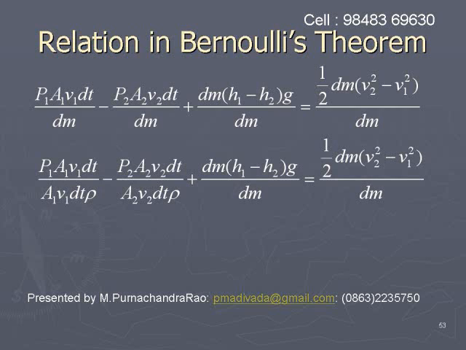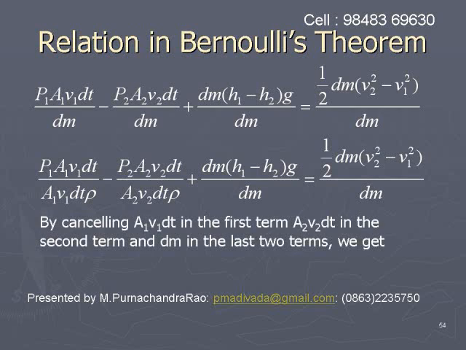P1 A1 V1 dt divided by A1 V1 dt rho, minus P2 A2 V2 dt divided by A2 V2 dt rho, plus dm into (H1 minus H2) into g divided by dm, is equal to half into dm into (V2 square minus V1 square) divided by dm.